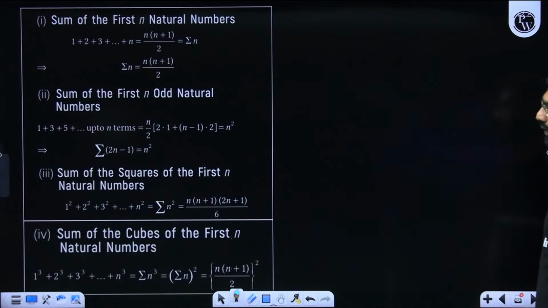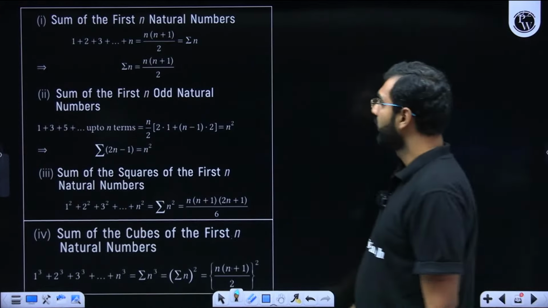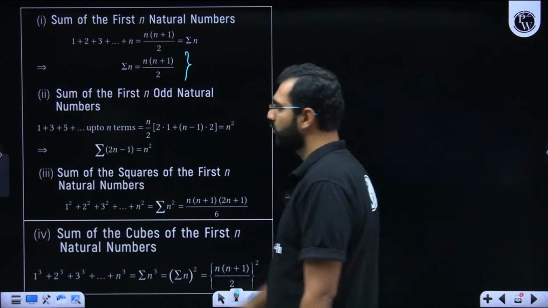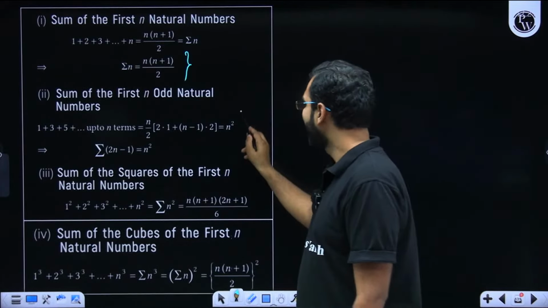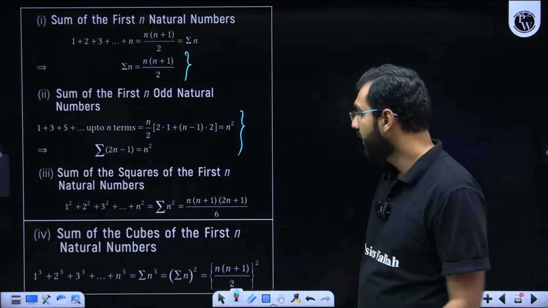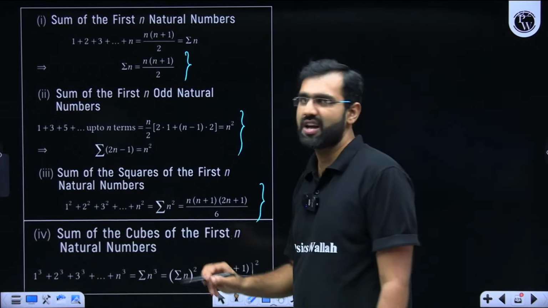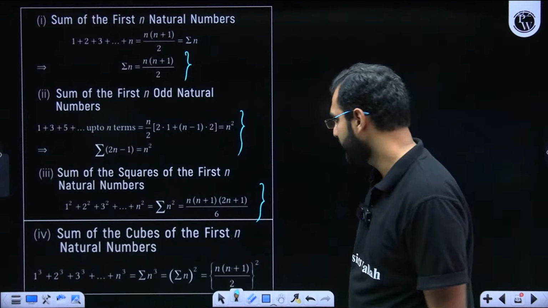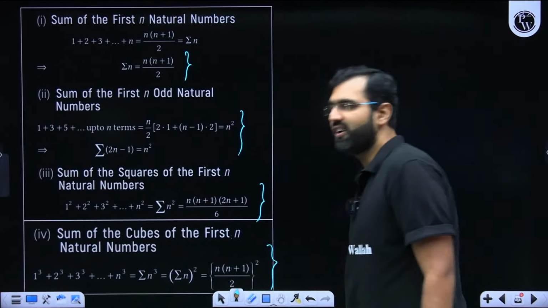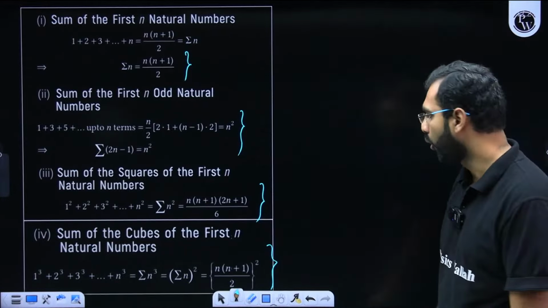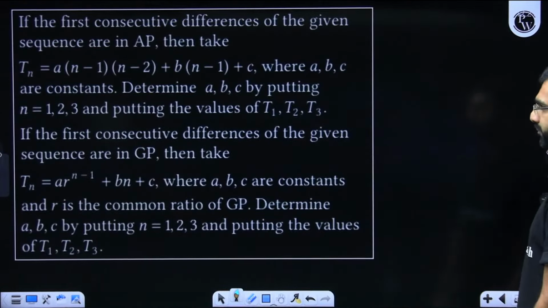Now from here, let's talk about a few more results. We know the sum of the first n natural numbers is n times n plus 1 by 2. The sum of the first n odd numbers is n square. The sum of squares of the first n natural numbers is n times n plus 1 times 2n plus 1 by 6. The sum of cubes of the first n natural numbers is n times n plus 1 by 2 whole square. I hope you do remember that.